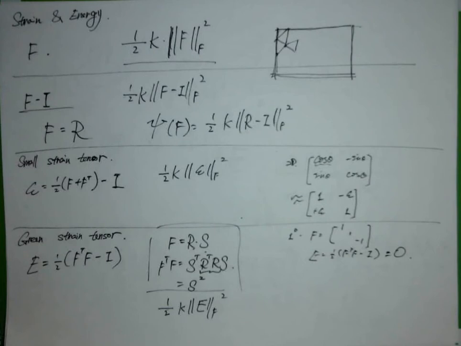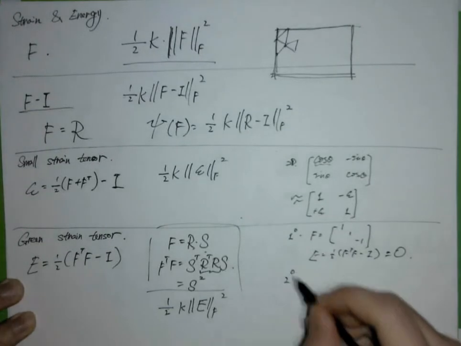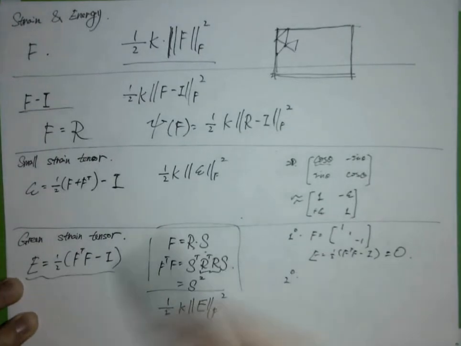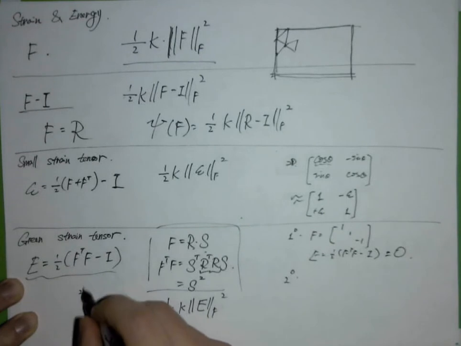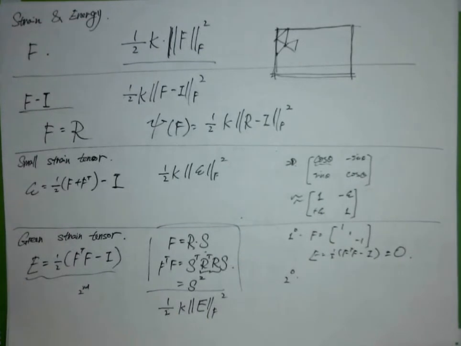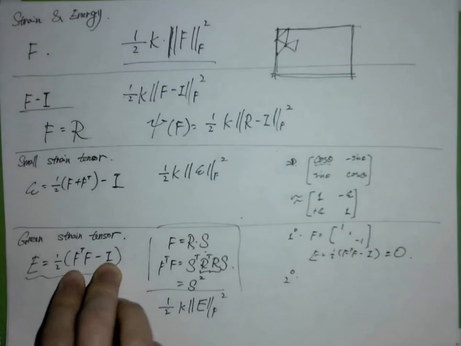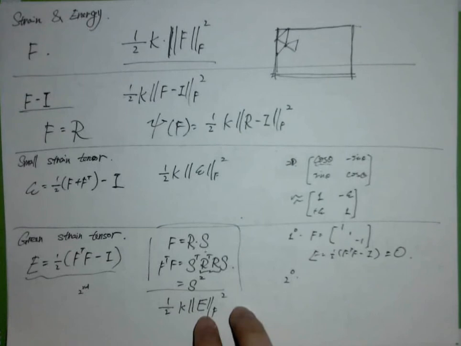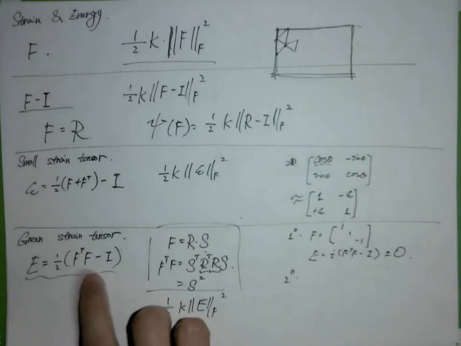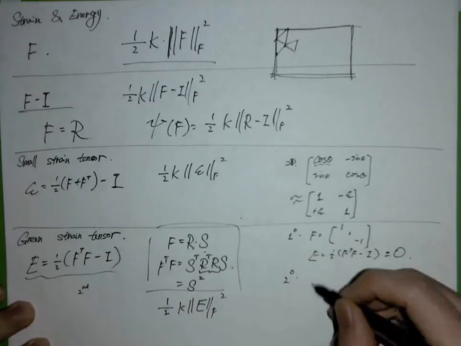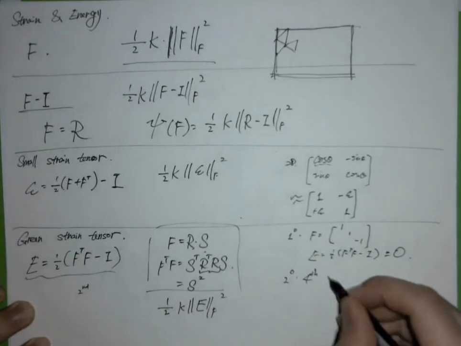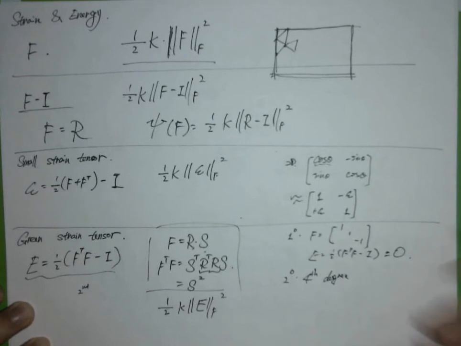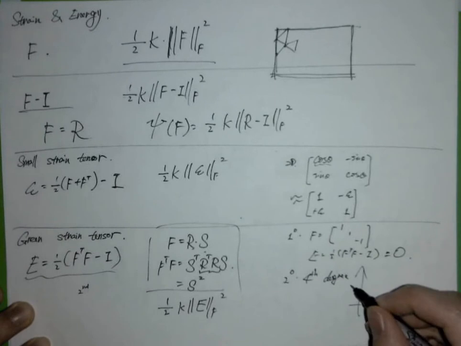Okay, and also the second one. The second one is that the strain tensor itself is already a second order degree over F. It's F transpose F. So the energy will be a fourth degree polynomial over this deformation gradient F. All right. So we know for an arbitrary fourth degree polynomial, it will look something like this.